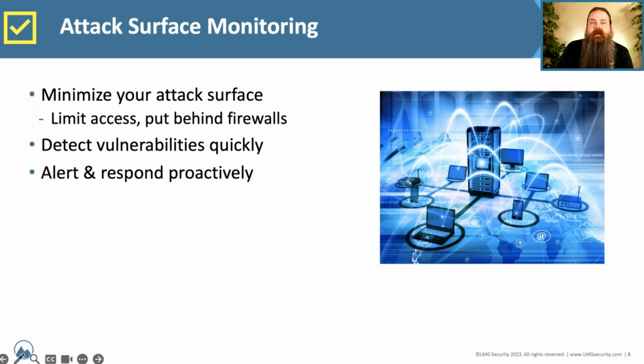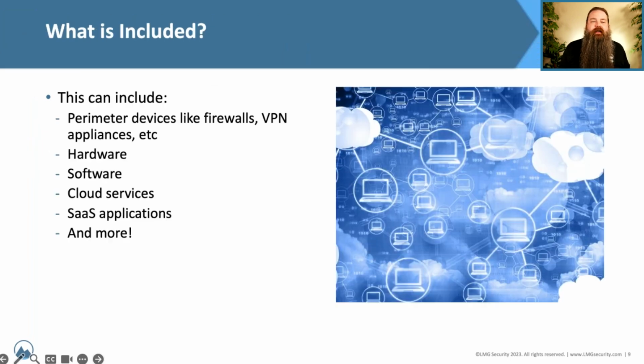We also want to make sure that we can detect vulnerabilities in our software very, very quickly so that we can respond to them and get them taken care of before they become a much bigger issue for us. So what do we include in your attack surface as a whole? Well, the list keeps growing, but right now we'll give you just a little run through. This can include things like your perimeter devices, so your firewalls, your VPN endpoints, your load balancers, as we'll talk about a little bit later. This includes your hardware, your software, cloud services, applications, web servers, anything else that could potentially be used negatively against your organization, whether internal or external to your network.